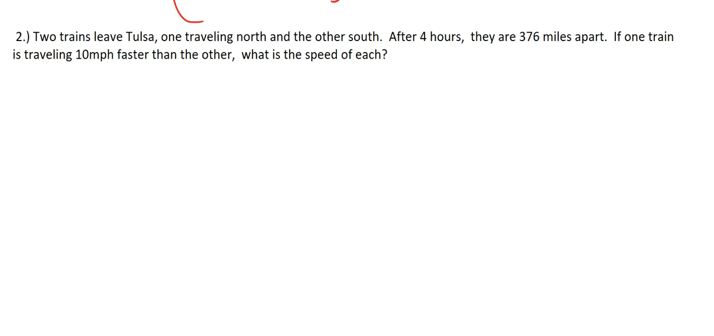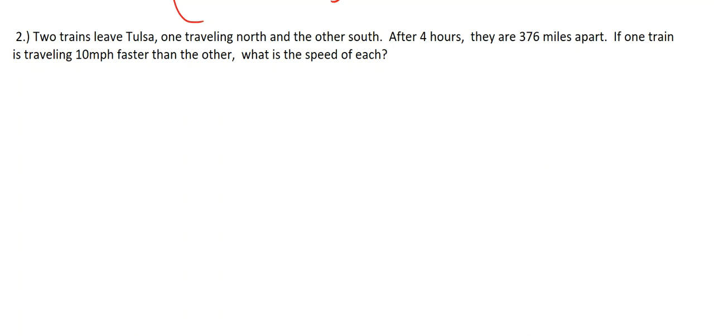We're going to continue section 4.3 by talking about setting up a system of equations with distance problems. If we read this one, it says two trains leave Tulsa, one traveling north and the other traveling south. After 4 hours, they are 376 miles apart. If one train is traveling 10 miles per hour faster than the other, what is the speed of each?